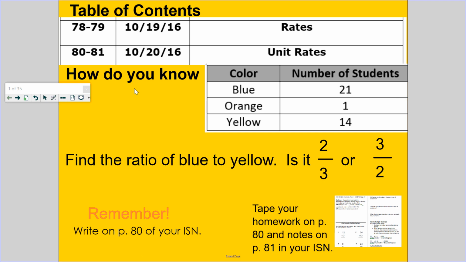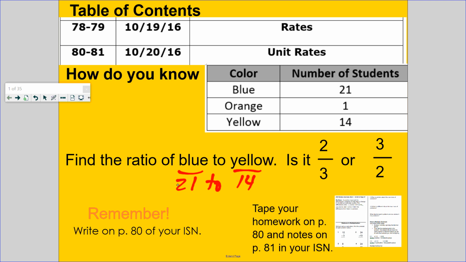So we have 21 students who are wearing blue, 1 student who's wearing orange, and 14 students who are wearing yellow. Find a ratio of blue to yellow. So you're comparing a part to a part. Is it 2/3 or 3/2? So let's see. Blue to yellow. Order does matter.